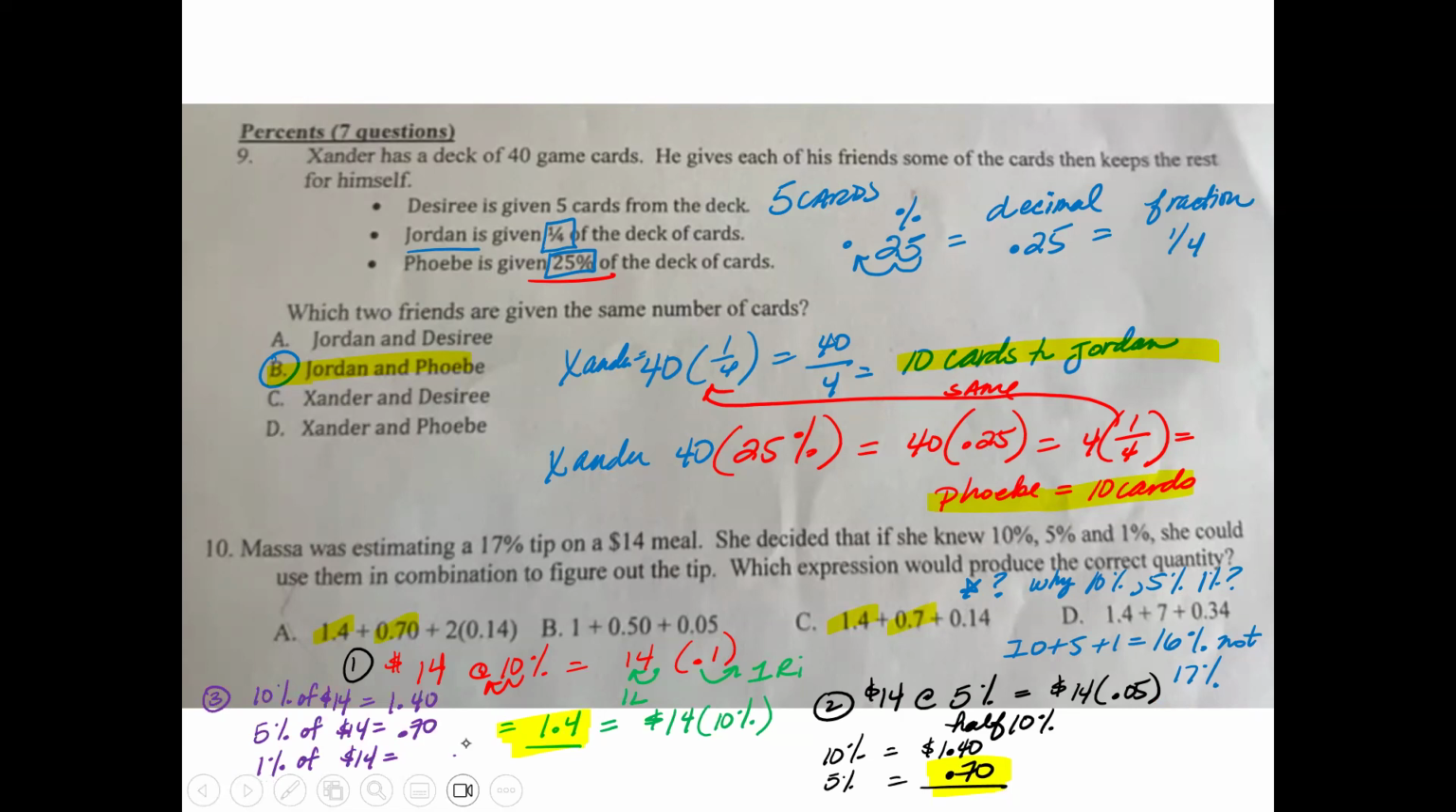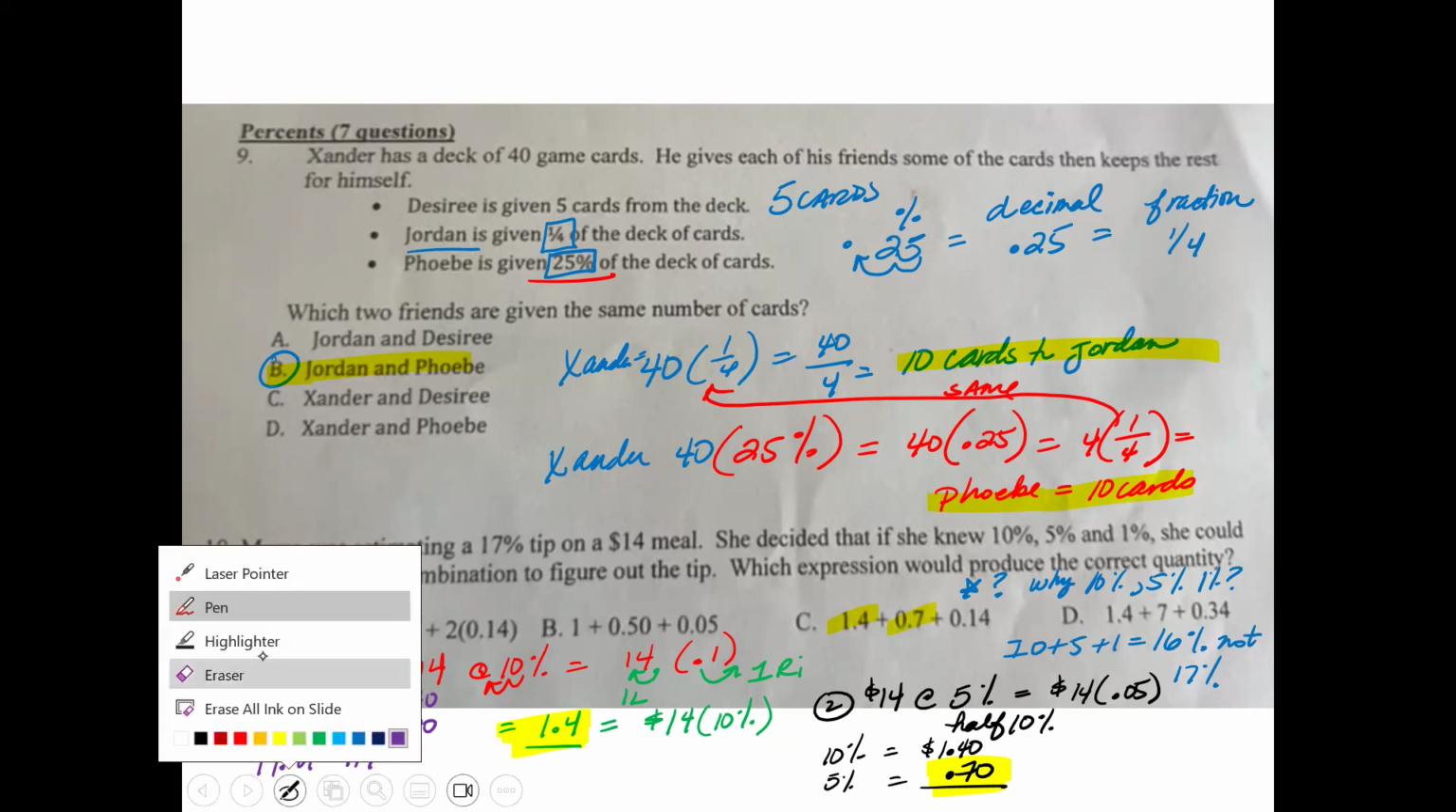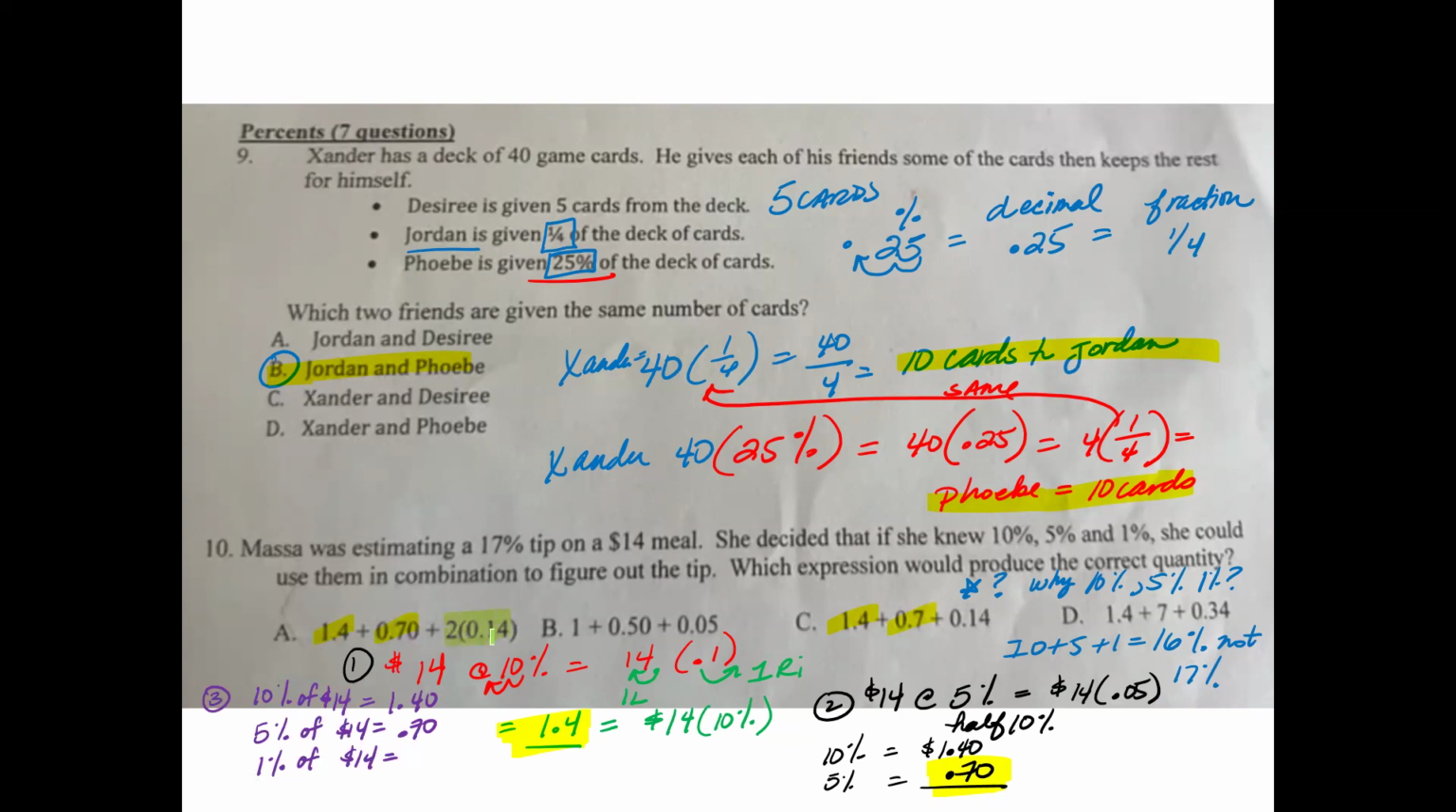0.7 is 5%, Grayson. 1% of 14. 10% of 14 is 1.40, right? What do you think 1% of 14 is? Take a look at the answer for A and B. It gives you the answer, doesn't it? So do you think it's gonna be this answer, or do you think it's gonna be this answer? I'm highlighting in green.